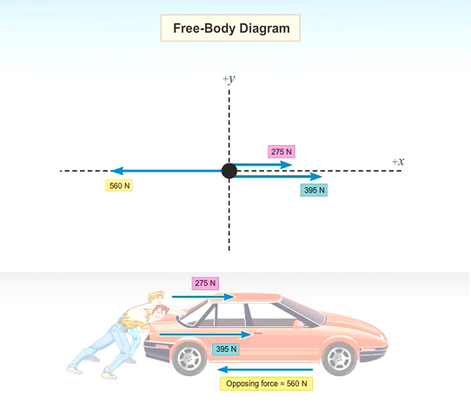If the forces applied by the men are greater than the opposing force, the car will accelerate to the right. Adding the 275 newton force to the 395 newton force and subtracting the 560 newton force gives us a positive force of 110 newtons. This means that the net horizontal force points to the right, and thus the car will accelerate. Taking this net force and dividing it by the mass of the car would give us the acceleration of the car produced by this net force.